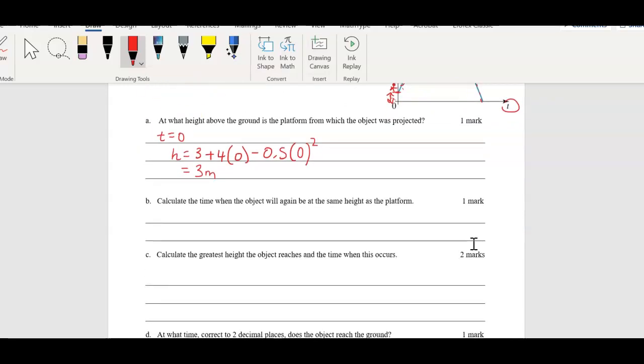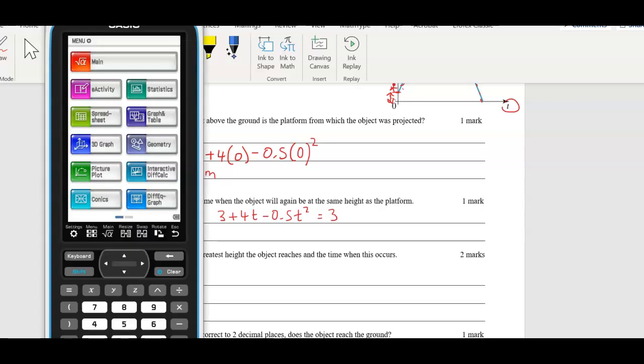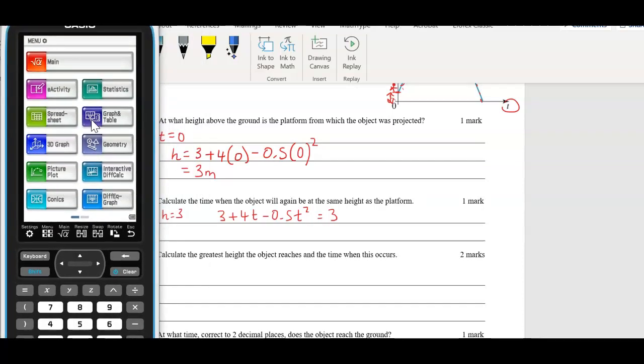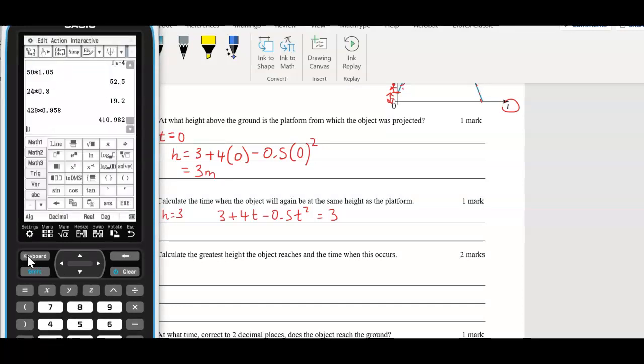Calculate the time when the object will again be the same height as the platform. So you want to know when h is equal to 3. So our equation, 3 plus 4t minus 0.5t squared, is equal to 3. Now this is only worth 1 mark, so we'll just do it on the calculator. It wouldn't be a hard one to solve by hand, but I'm not going to do it by hand. I'm just going to solve it by using the calculator.